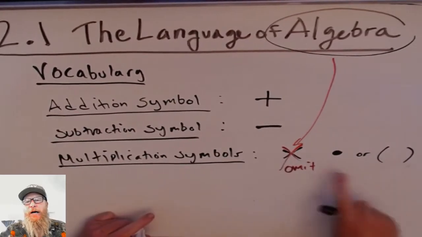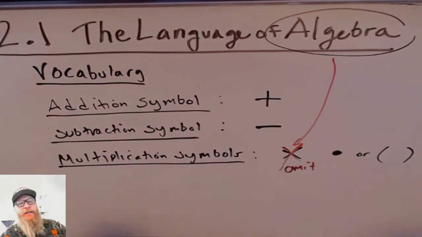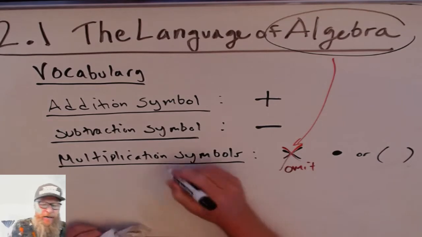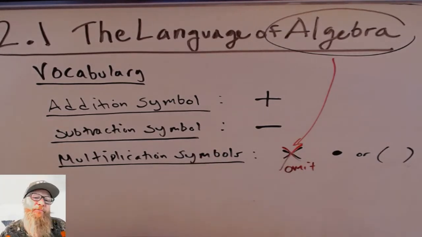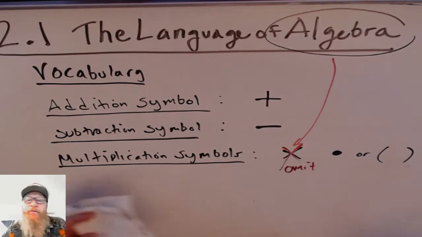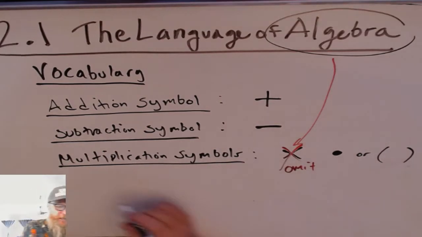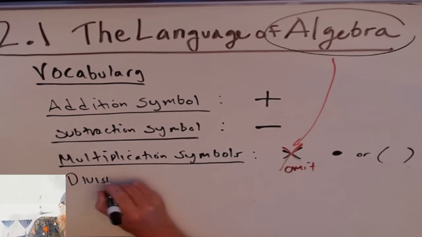Okay. I will come back to the multiplication symbols later. It turns out as we move forward, you can even have no symbol at all. There might come a time where we just don't even use a symbol at all, and it's understood to be multiplication. Division symbols.